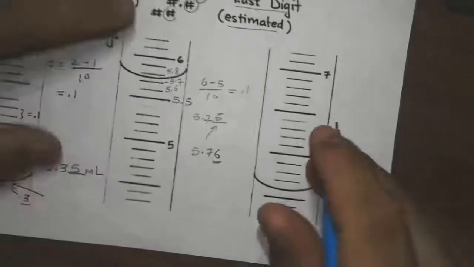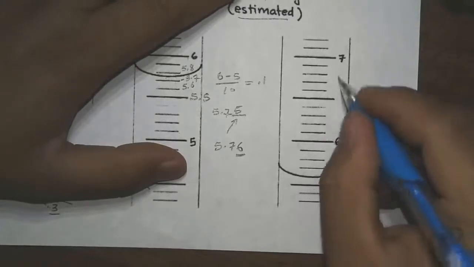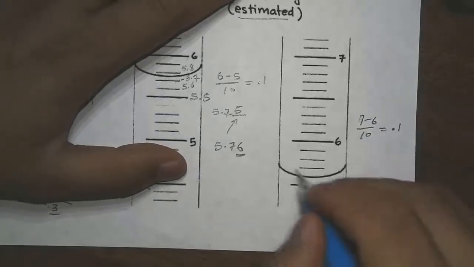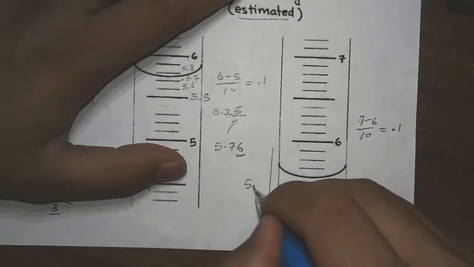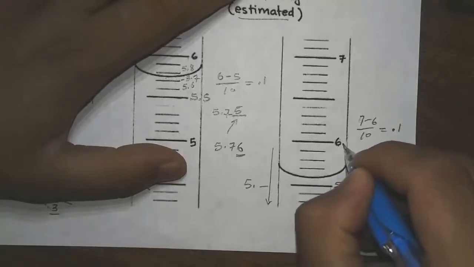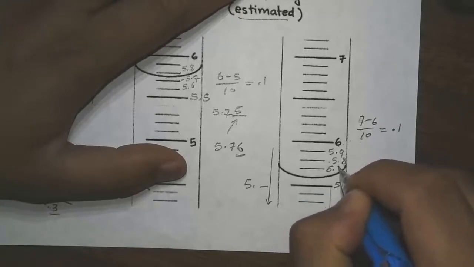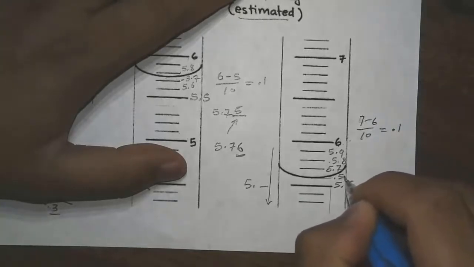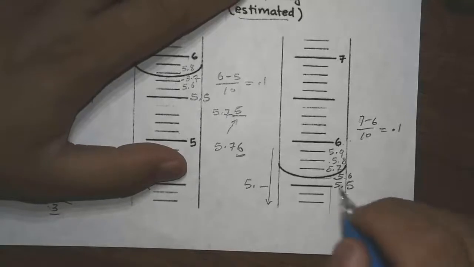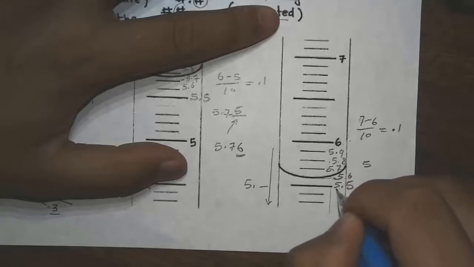Let's try the last one together. Here I have 7 minus 6 divided by 10, because there are 10 increments, and 7 and 6 are two consecutive numbers. So that gives us 0.1. Since this is 6, all the values down here must be 5 point something. In this case, this is 5.5. Because 6.0 is right there, this must be 5.9, 5.8, 5.7, and right there must be 5.6, and this must be 5.5. So we know for sure that this is somewhere between 5.5 and 5.6.